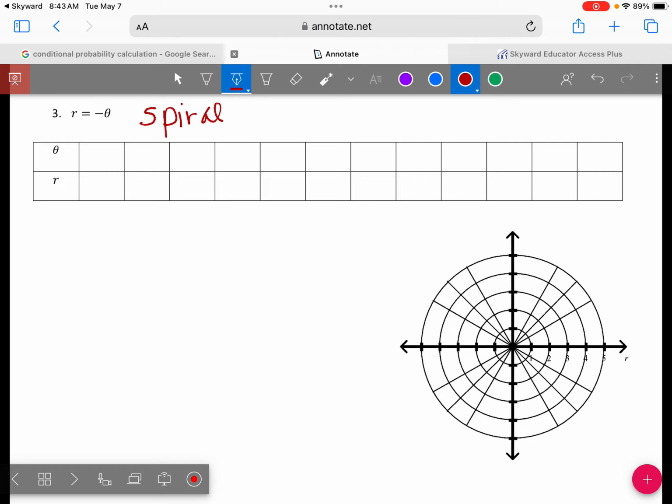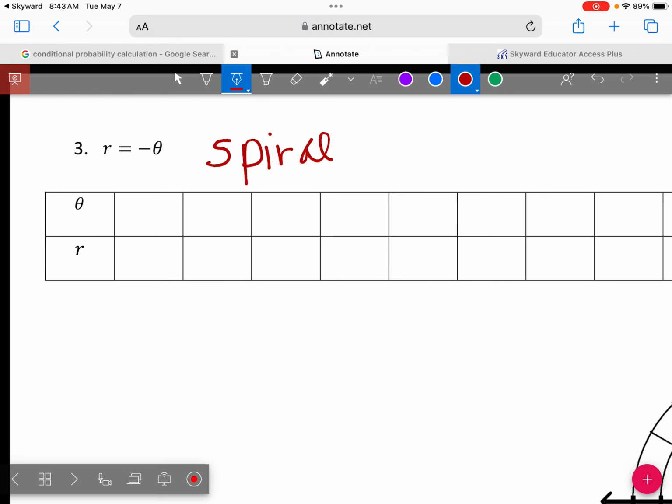So, for the spiral, we'll just pick a few points. So let's do 0, pi over 4, pi over 2. I think, yeah, I just did the 45s. That's what I did.